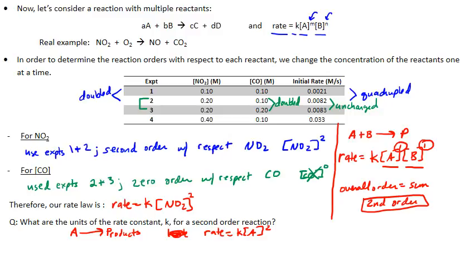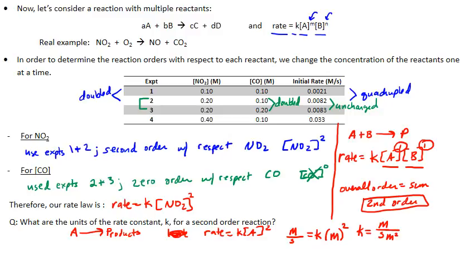So now all I have to do is plug in the units for each thing and solve for K. Because for a rate, the units of rate is molar per second. And that's equal to the rate constant K, and then times the concentration of A squared. So that's going to be molar, because it's concentration, squared. And then the units of K would be equal to molar over second, divided by molarity squared.